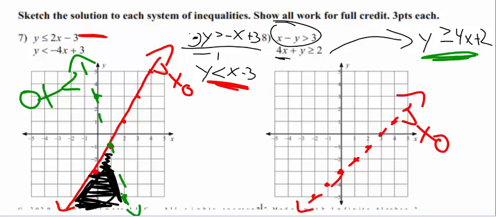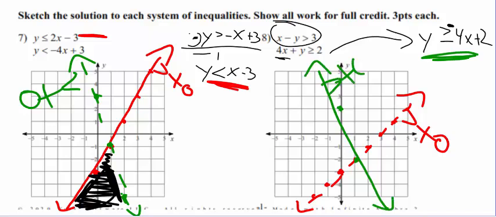When we subtract 4x from both sides, that should be a negative 4x right there, right? So that's where we went wrong with this one. So we need to go up 2, put a dot. Now we go down 4 over 1. There we go. Down 4 over 1 we can't do. So we draw our line.